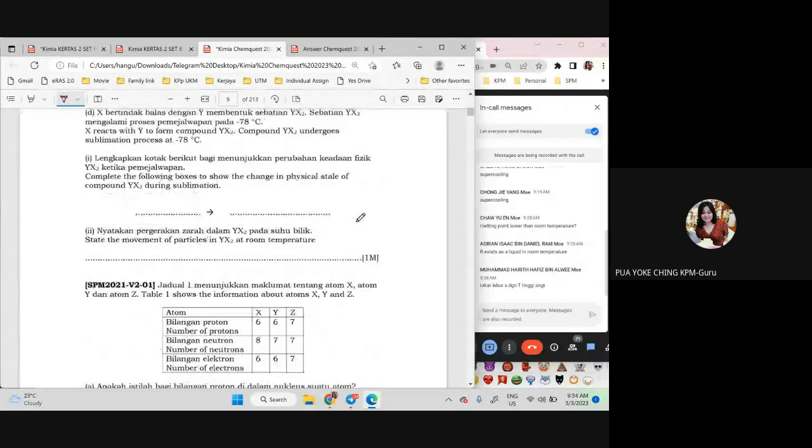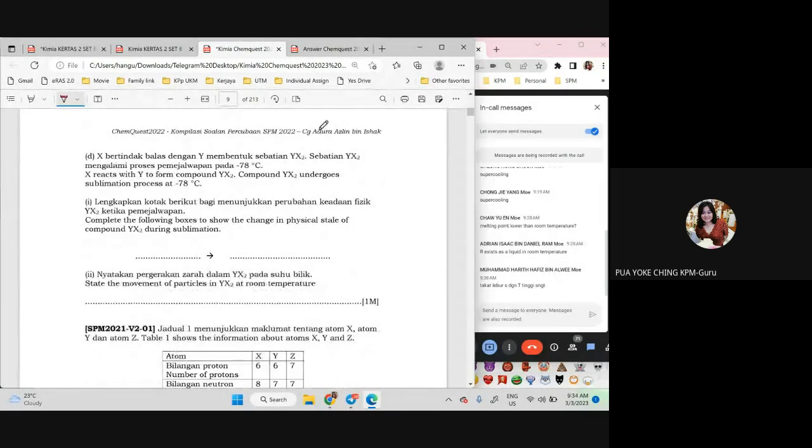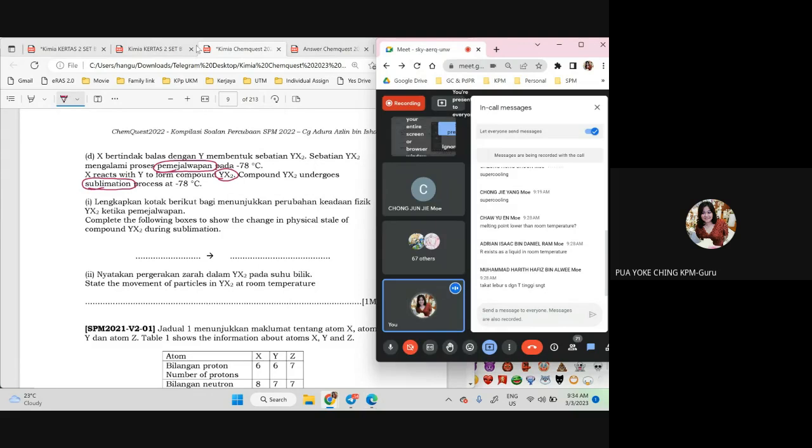Okay, this is last year questions, it's asked about pemerjawapan. Okay, one more is about this, the process. Okay, sublimation process. Soalan ni, soalan senang dah. Tapi tahun lepas kita dapat belajar ramai yang salah this one. X react with Y to form compound YX2. YX2 undergoes sublimation process at -78 pemerjawapan. Okay. So, I nak tulis dekat sini je.